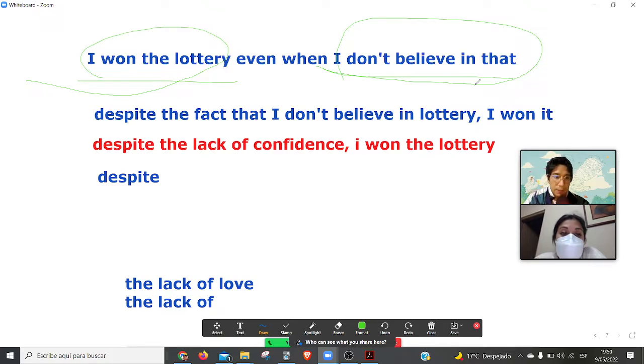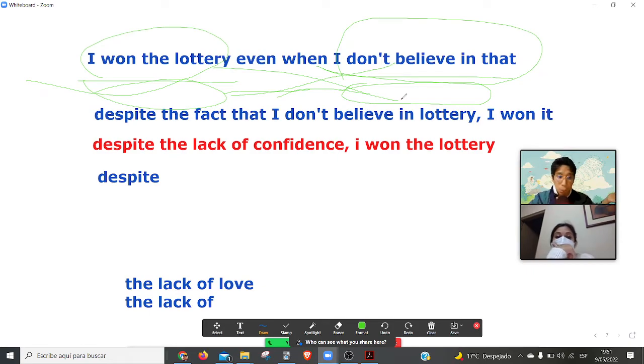Did you understand? Sí. Pero también puedes decir, a pesar de que no creo, gané la lotería. Ambas tienen sentido. ¿Cuál quieres trabajar? ¿Con a pesar de que no creo en la lotería, gané la lotería? ¿O a pesar de que gané la lotería, no creo en eso? Ambas tienen sentido. Both make sense. Con las dos.